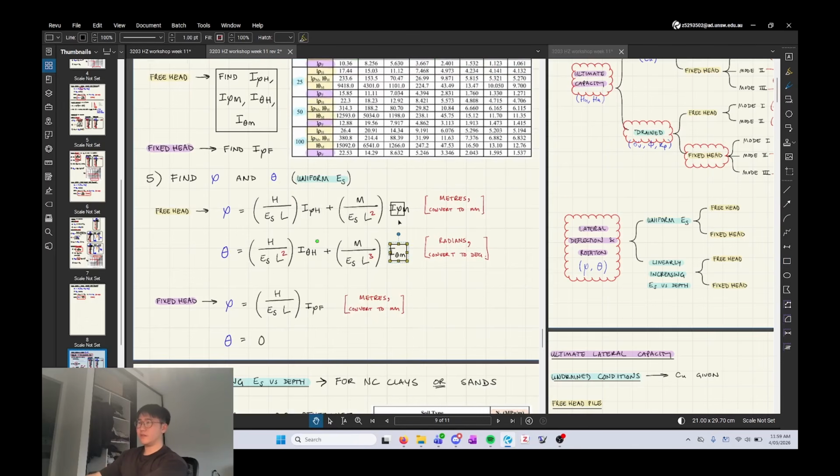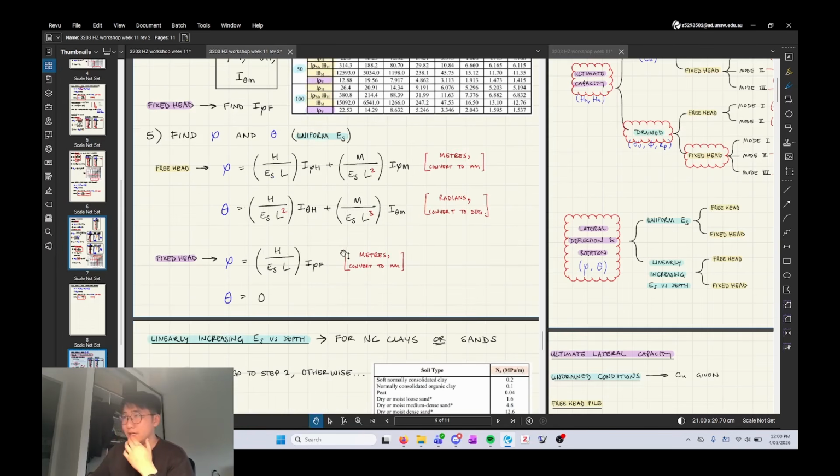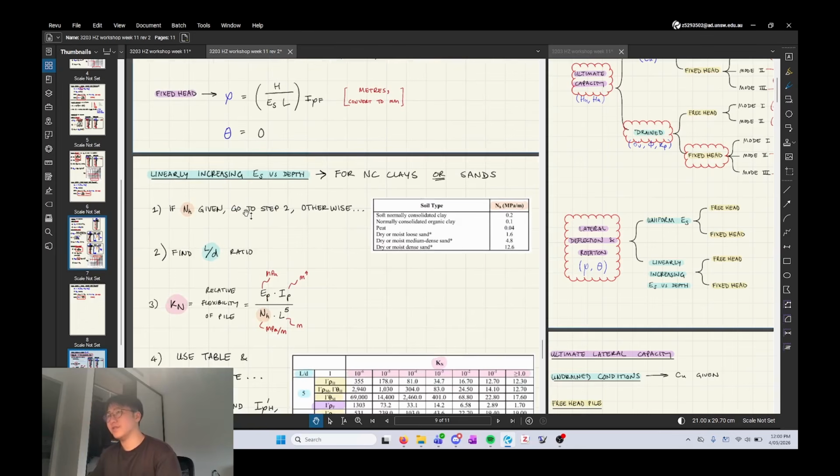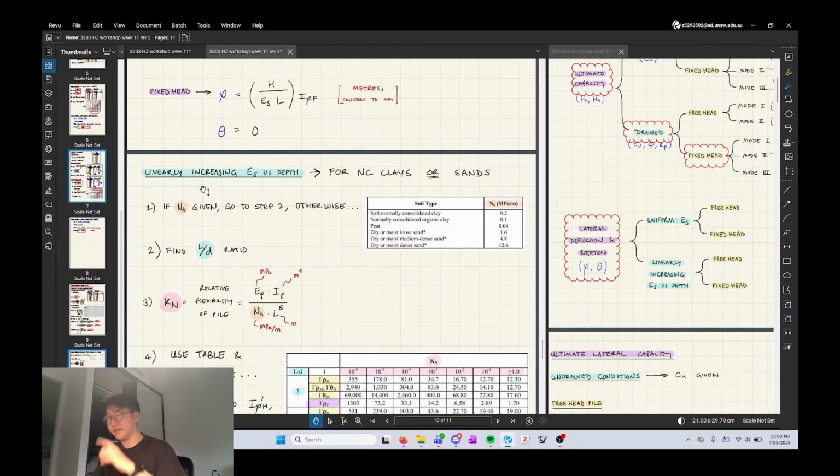Be pretty careful with the power, the power of L. I've done it in red because it's pretty easy to miss. They'll also change when you have got a fixed head at the top. So here it's 1, 2, 2, 3, 1. You'll see later, this all gets bumped up a power if you have a linearly increasing soil modulus, basically. So for normally consolidated clays or sands, right, you're going to be following these set of rules, right?